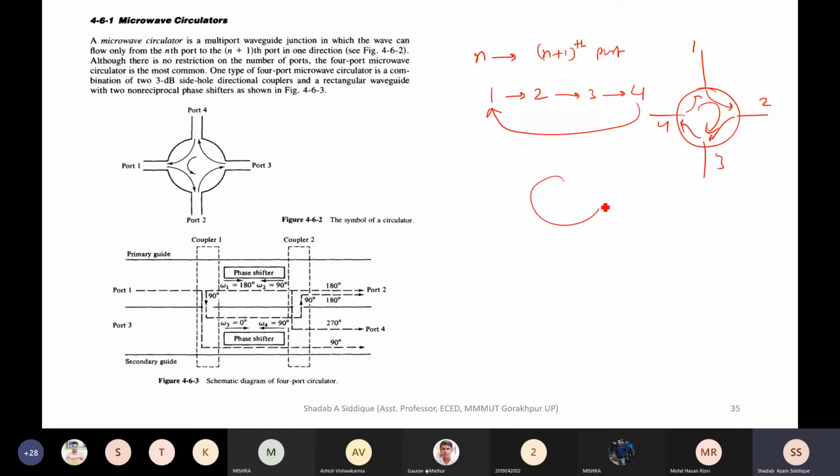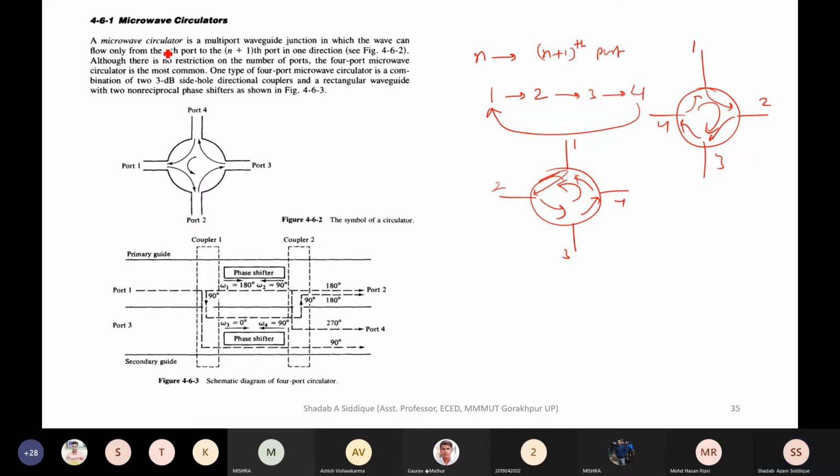And if it is in anti-clockwise direction, I'll represent it as port 1, port 2, port 3, port 4. So it is coming from port 1 to port 2, port 2 to port 3, port 3 to port 4, port 4 to port 1. Okay, so you can see this figure. This is the symbol of a circulator, given as port 1, port 2, port 3, port 4, and it is a circulator which is having the anti-clockwise rotation.